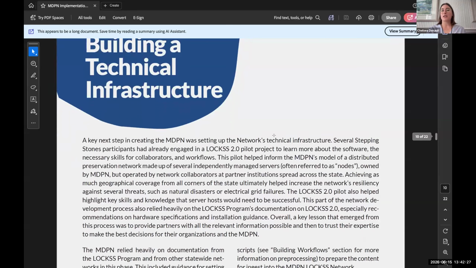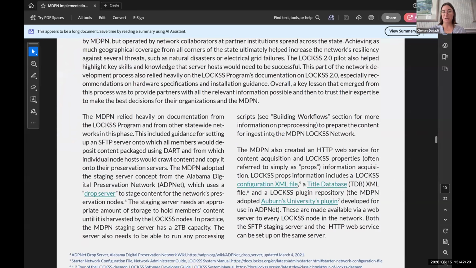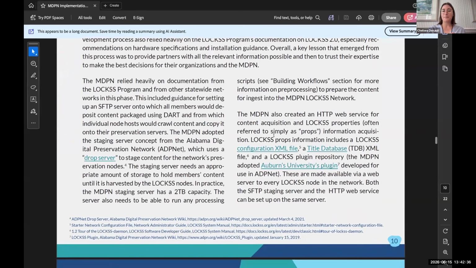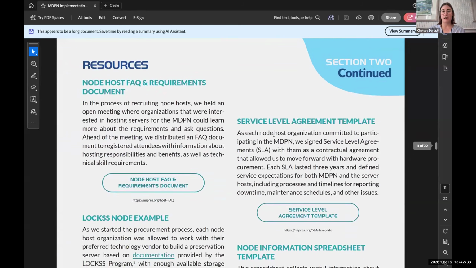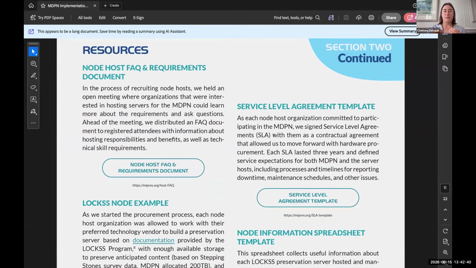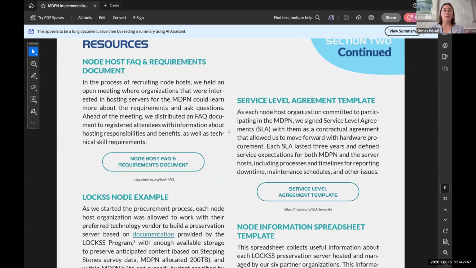The second section is focused more on building technical infrastructure. This is where we really talk about the LOX software, things that we've learned about the LOX software. And we really share some of the code, specific things that we have built over the time that we've had this grant. So you'll see several resources here.